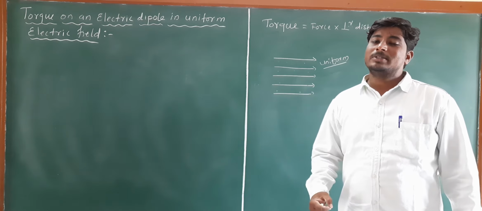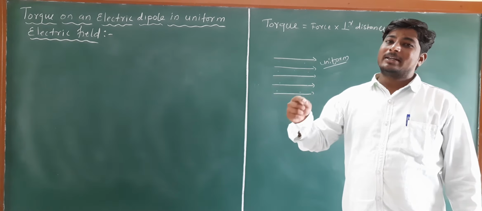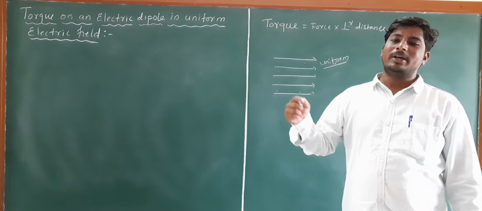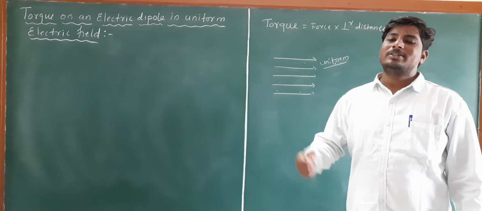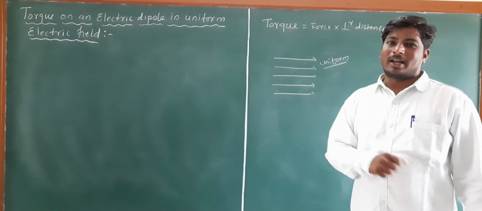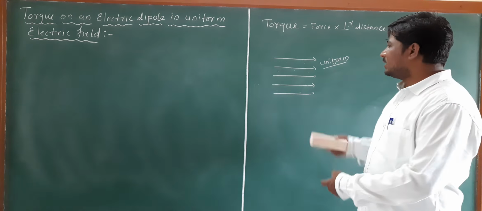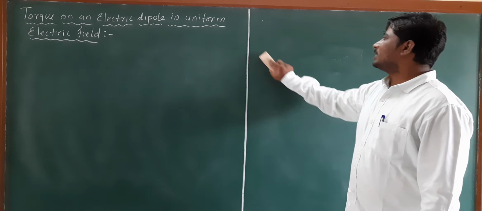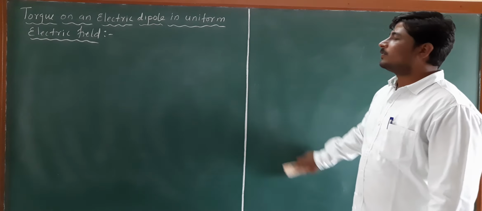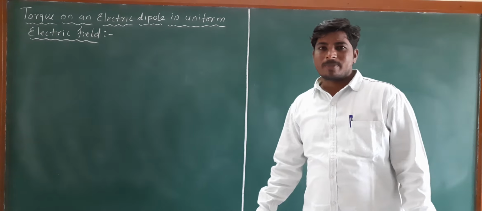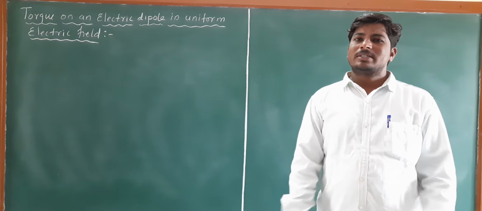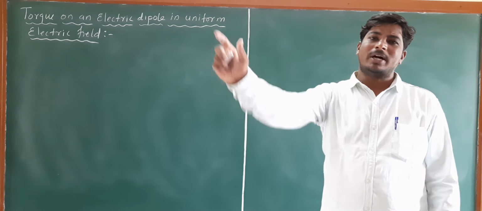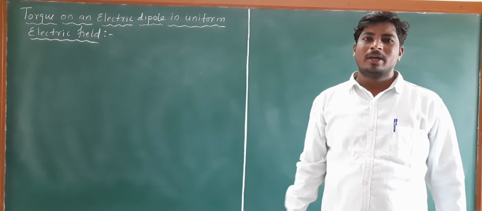So what happens when the electric dipole is placed in the uniform electric field? That is going to be discussed in this class. When the electric dipole is placed in the uniform electric field, we know that an electric dipole is the system of equal and opposite charges separated by a small distance.